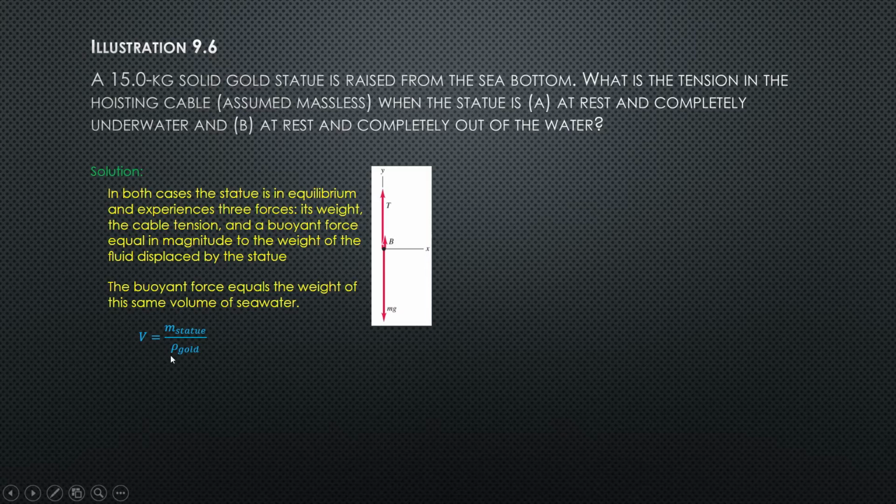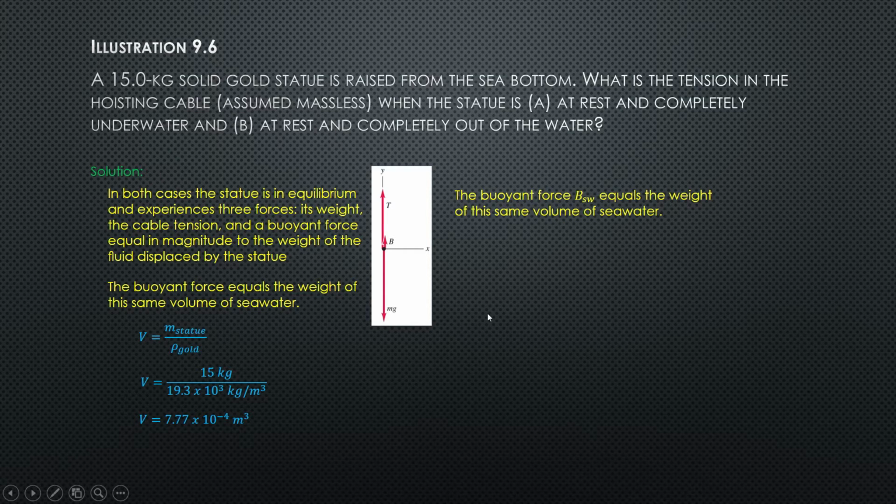This is derived from density being equivalent to mass divided by volume. So the volume here, the volume of the statue, will be mass of statue over density of the gold. The mass of the statue is 15 kilograms, and the density of gold from the table is 19.3 times 10 to the third power, or simply 19,300 kilograms per cubic meter. The volume will give us 7.77 times 10 to the negative 4 cubic meters.